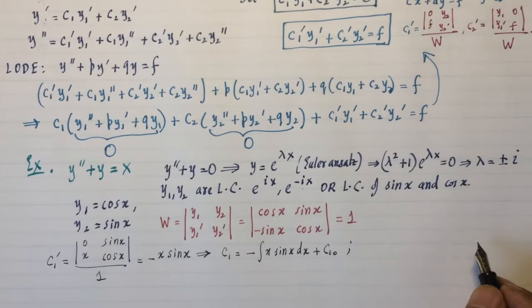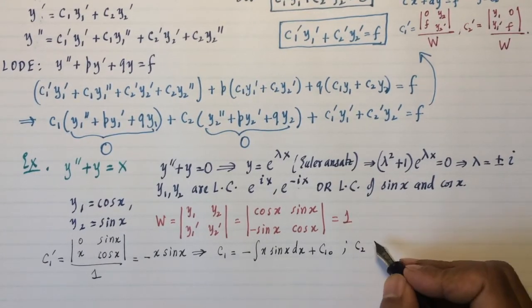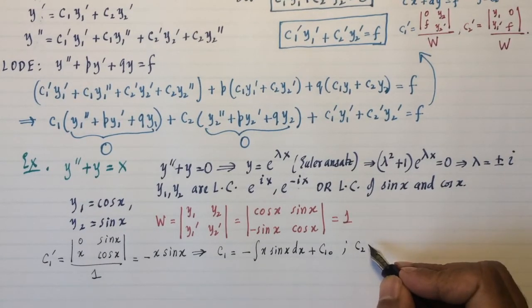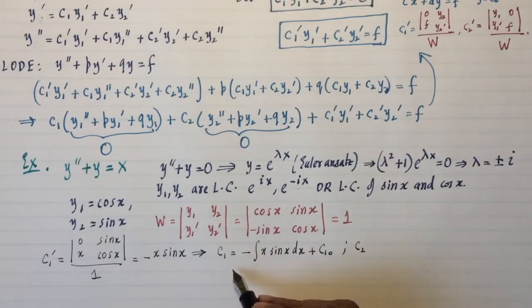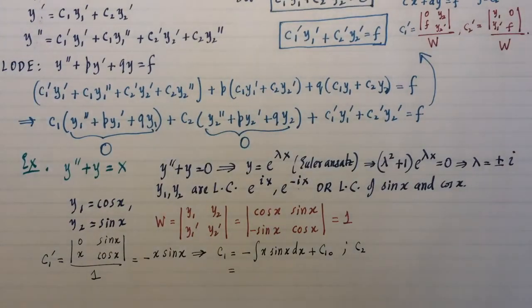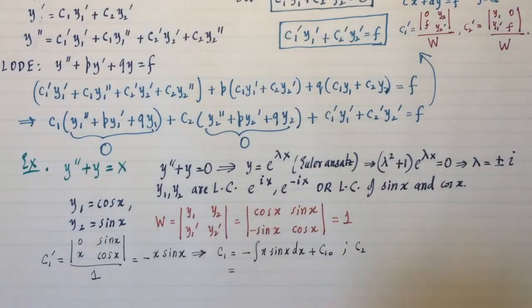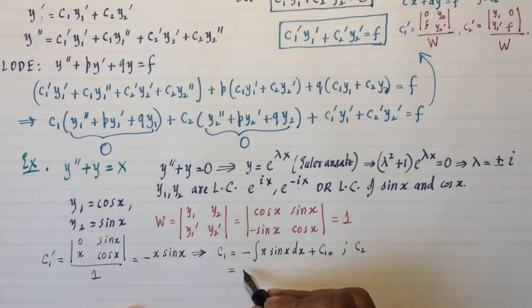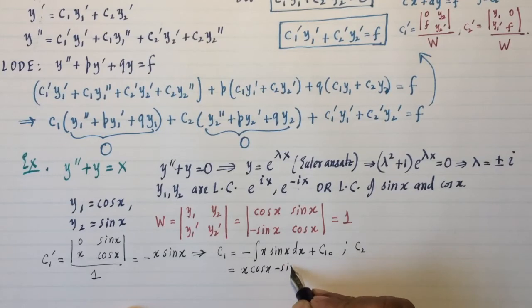Similarly, let's find out what C1 is. As a matter of fact, maybe I should just tell you what it is so that we can enjoy the fruits of our labor. You can use the Euler trick to find it out, but I'm just going to tell you what the solution is. This is going to be x cosine x minus sine x plus C1 naught.